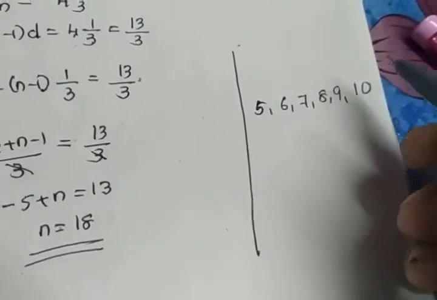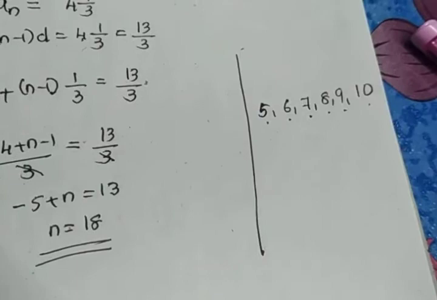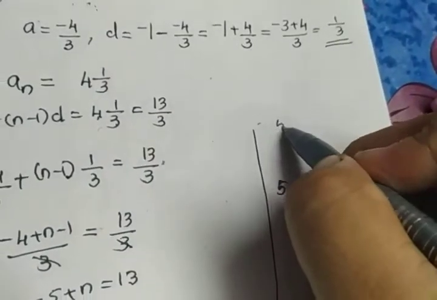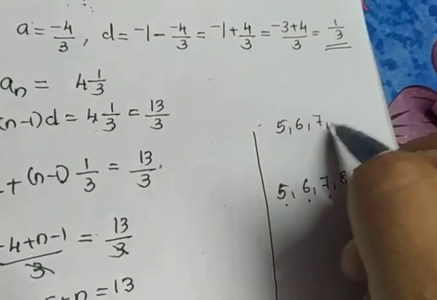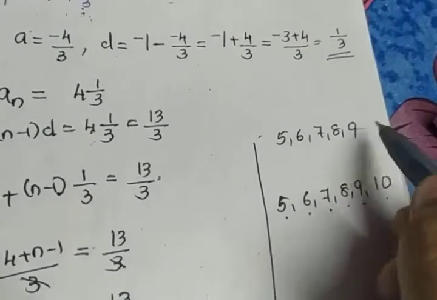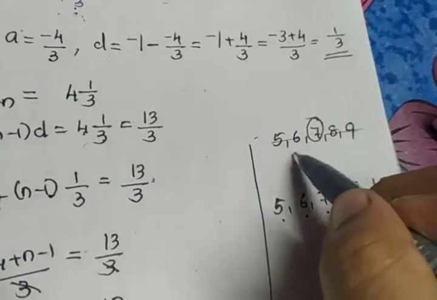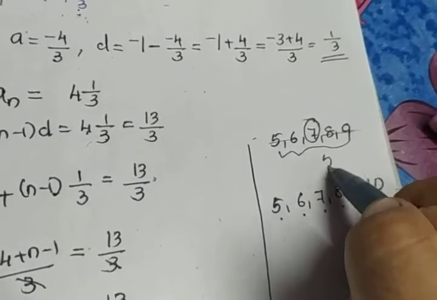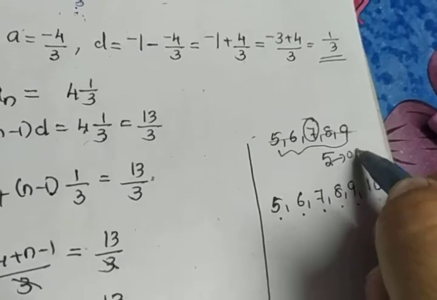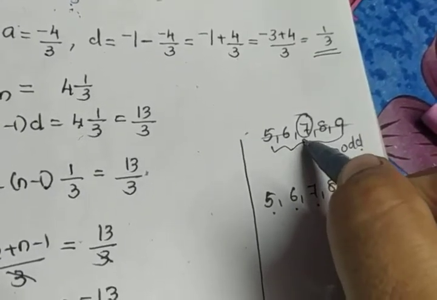Suppose there are 6 terms, 5, 6, 7, 8, 9, 10. Who is the middle one? Before going to that, suppose there are 5 numbers, who is the middle one? It is easy, isn't it? Avoid 2 from both the ends. So 7 will be the middle one. Why? Because the number of numbers I told is 5, which is an odd number. So if it is an odd number, there will be only one middle number.